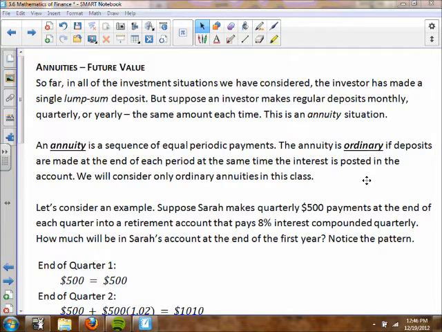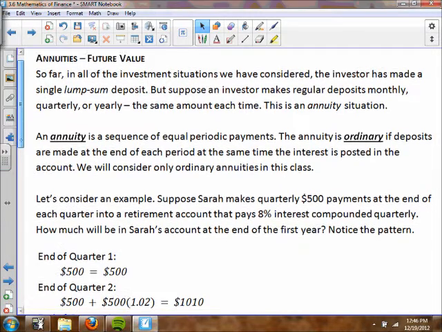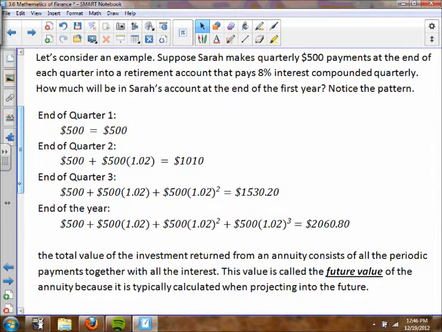That's what we're going to be talking about here. Now, let's consider an example. Suppose Sarah makes quarterly $500 payments at the end of each quarter into a retirement account that pays 8% interest compounded quarterly. How much will be in Sarah's account at the end of the first year?